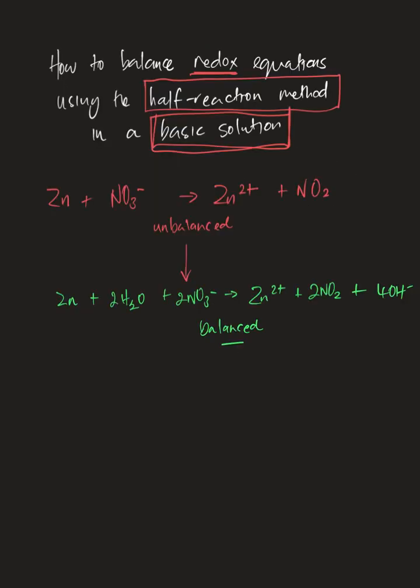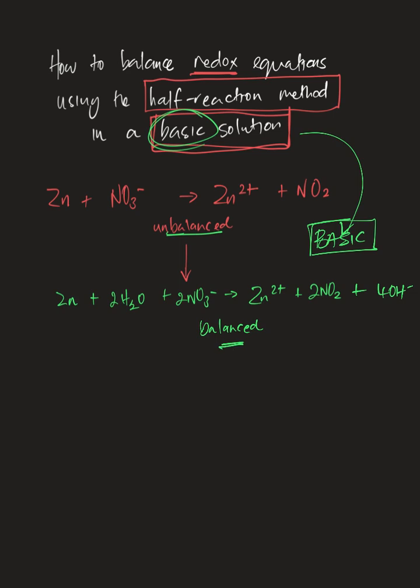Right, what we're looking at is how to balance redox equations using the half reaction method in a basic solution. Let's say I had something like this, and this is a redox reaction. I've got Zn plus NO3 1 minus gives me Zn2 plus NO2. This reaction that I'm seeing above here is unbalanced. And if it's unbalanced, it needs to be balanced. And how we're going to balance that is we're going to get into a basic solution, right? And when we do that, we're going to end up here at the second equation.